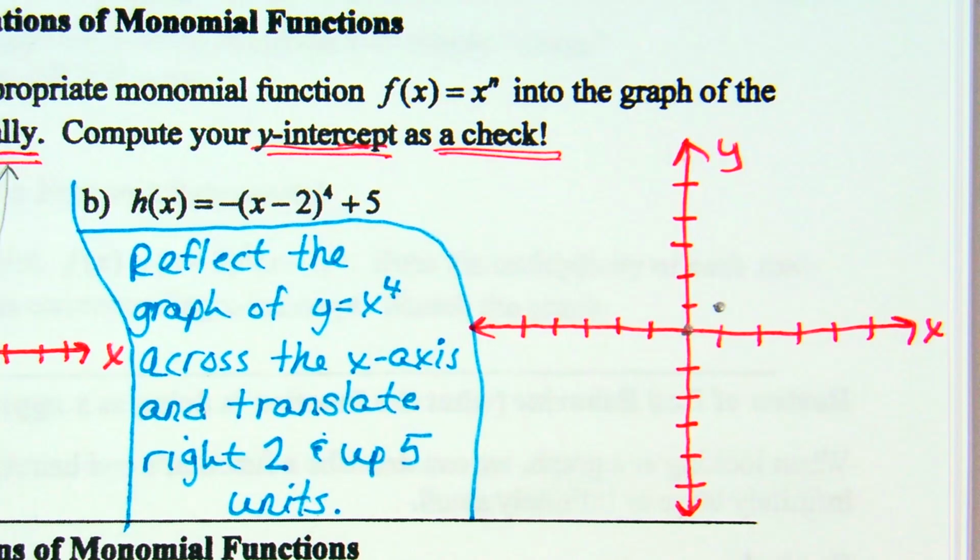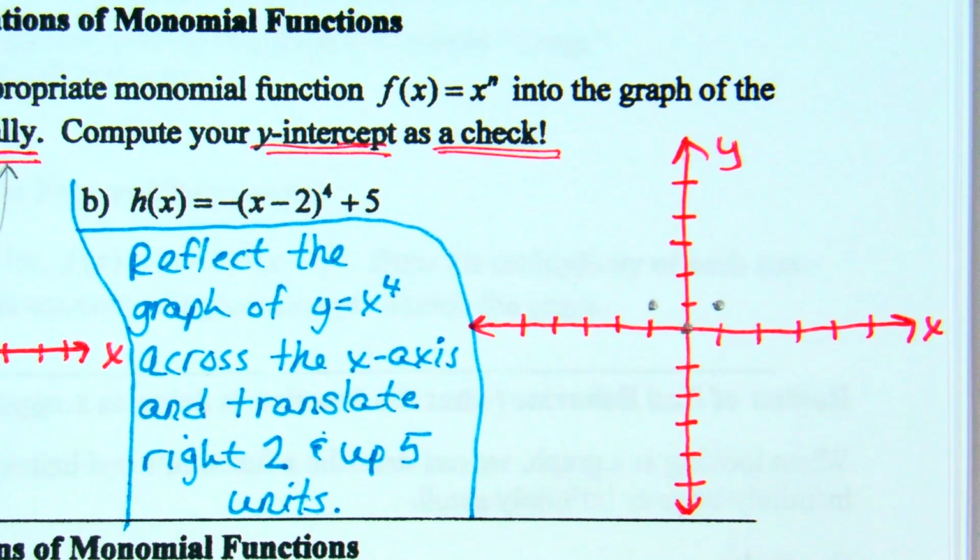And I'm not going to graph this room-wise, but what if you plug in 2? 2 to the fourth is 16. What's this kind of looking like? Parabola, yes?